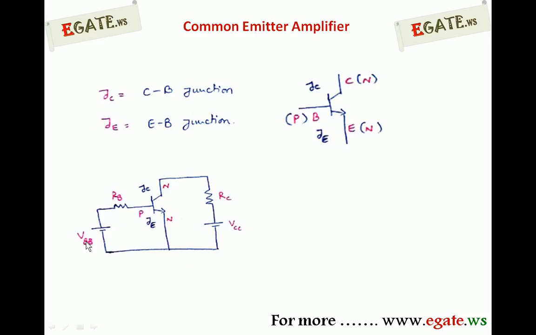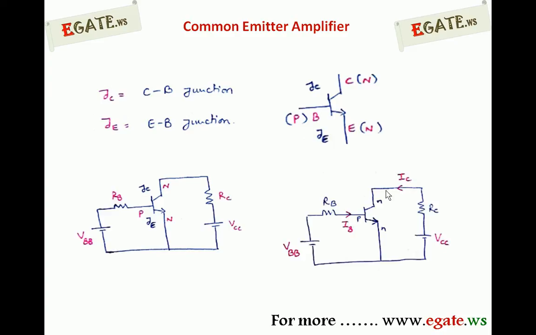Whenever you apply constant voltages and constant resistances, some constant currents flow. Those constant currents are indicated like this: input current as IB and output current as IC. This IC current flows through RC in the down to up direction, that is, upwards. This is the diagram which is the DC bias of the common emitter transistor.